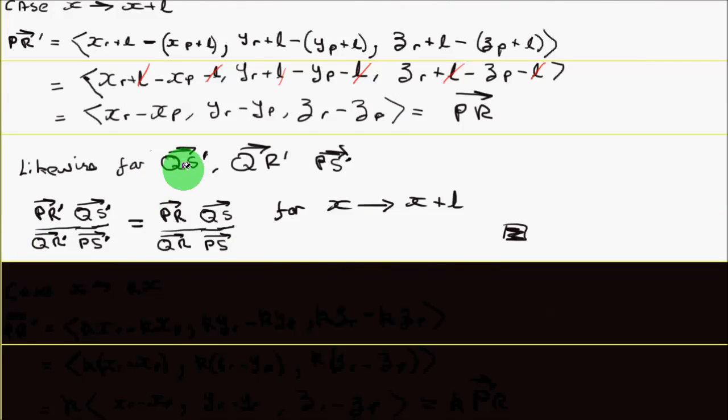Likewise, the primed vector q to s is equal to the unprimed q to s, the primed vector q to r is equal to the unprimed q to r, and the primed vector p to s is equal to the unprimed vector p to s. So we can write the primed vector cross ratio, by applying these results, as equal to the unprimed vector cross ratio for the transformation x goes to x plus L. So for that case, we have shown that the cross ratio is invariant under the transformation x to x plus L.